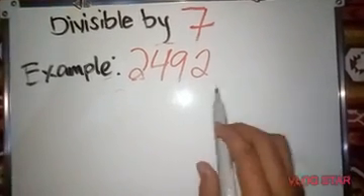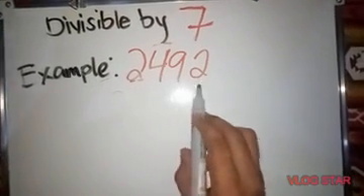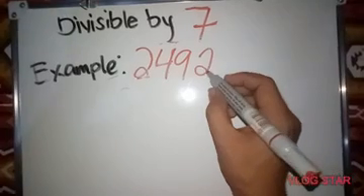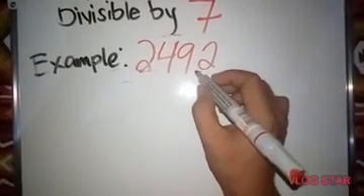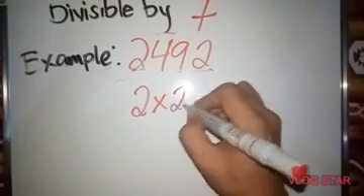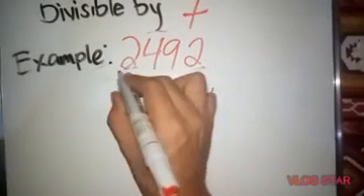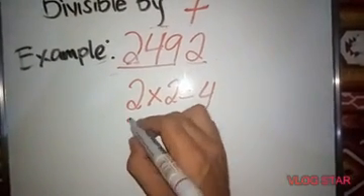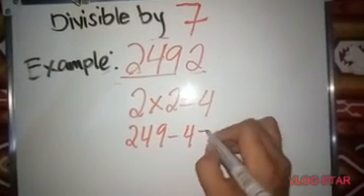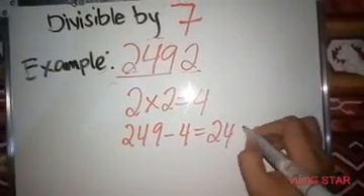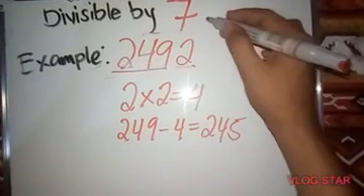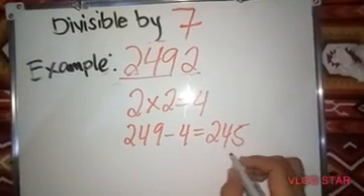Another example, 2492, is it divisible by 7? So let's do twice the last digit, 2 times 2, the answer is 4. Then subtract it from the remaining digits, 249 minus 4, the answer is 245. It's not easy to divide a 3-digit number by 7, so let's repeat the process.